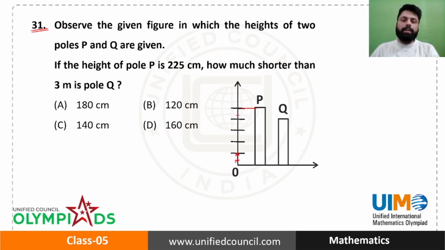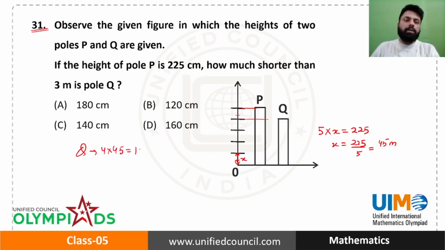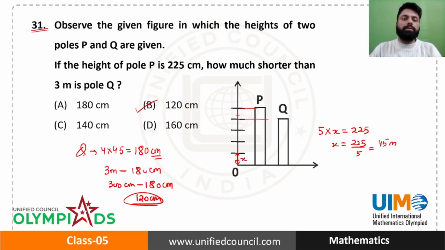If we assume that this length is x, so 5 multiplied by x is equal to 225. So x is equal to 225 upon 5, that is 45 meters. Now Q's height is 4 multiplied by 45, that is 180 centimeters. How much shorter than 3 meters is pole Q? 3 meters minus 180 centimeters. This is 300 centimeters minus 180 centimeters. That is 120 centimeters. The option is the correct answer.